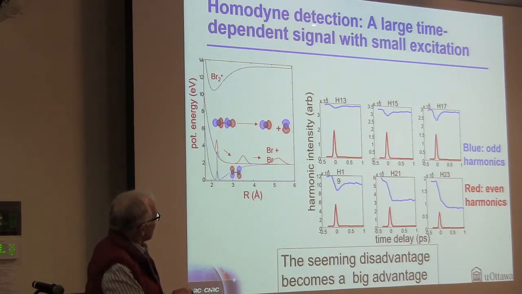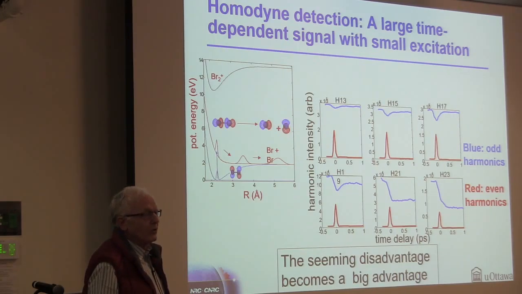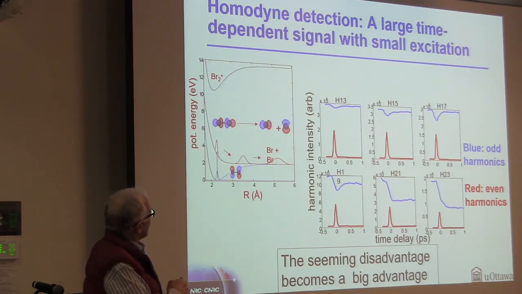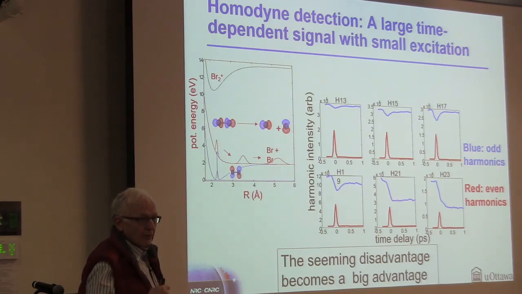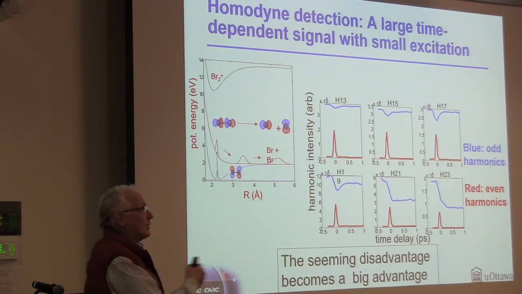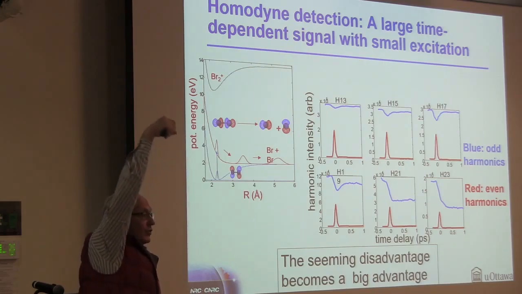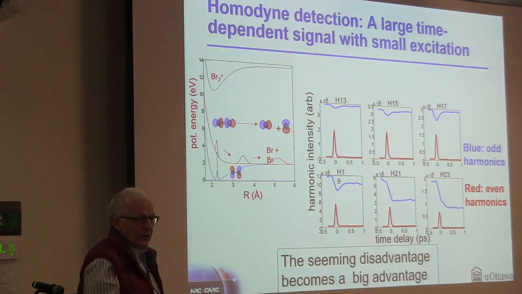So the seeming disadvantage of having a potential for ionizing from both has gone away, because we can use the ground state as a reference and do a homodyne detection system. So that's potentially possible in any of these short pulse and attosecond-like experiments.